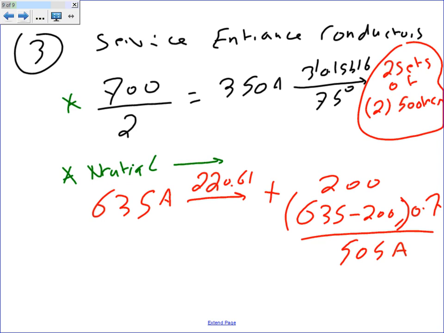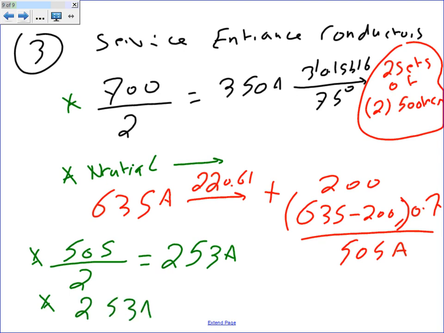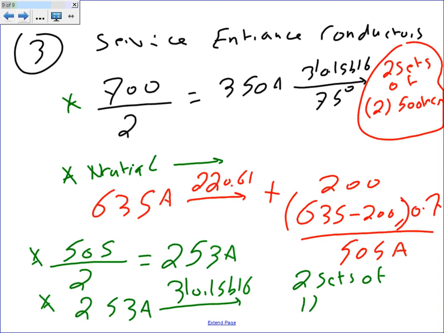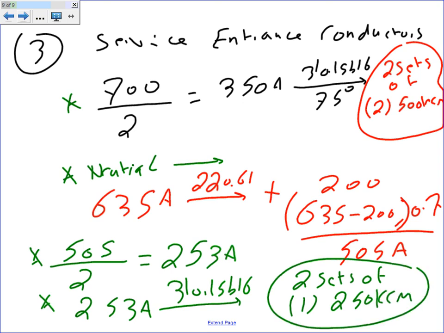The last thing, guys, I'm going to size that baby. 505. Drop two at a time, that will give me two sets. 505 divided by two is 253 amps. Okay, so good. Then take the 253 amp. Don't forget to take it to 310.15(B)(16). What would that give you? 250. Two sets of one conductor. What is that? 250 kcmil. Done. So I have my hots 500 and my neutral 250.